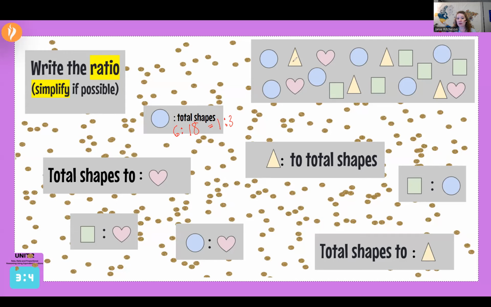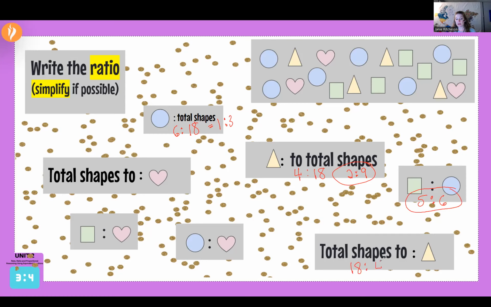All right, the next one we have 1, 2, 3, 4. 4 to 18. Can we divide 4 and 18 by the same number? We can, by 2. 2 to 9. Did you guys get 2 to 9? The next one is squares. 1, 2, 3, 4, 5. 5 to 6. That cannot be simplified.